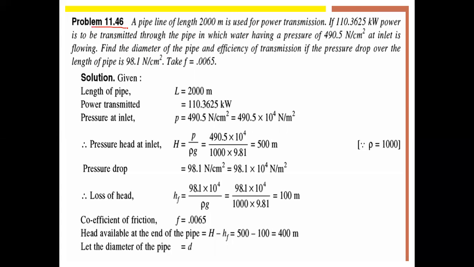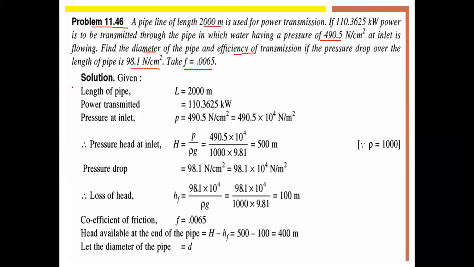Problem 11.46. Consider a pipe of length 2000 meters used for power transmission. If 110.362 kilowatts of power is to be transmitted through the pipe in which water at a pressure of 490.5 at the inlet is flowing, find the diameter of the pipe and the efficiency of the transmission if the pressure drop over the length of the pipe is 98.1 Newton per centimeter square. Take f equals 0.0065. Here the power is given, but we have to find the diameter of the pipe and the efficiency of the transmission.